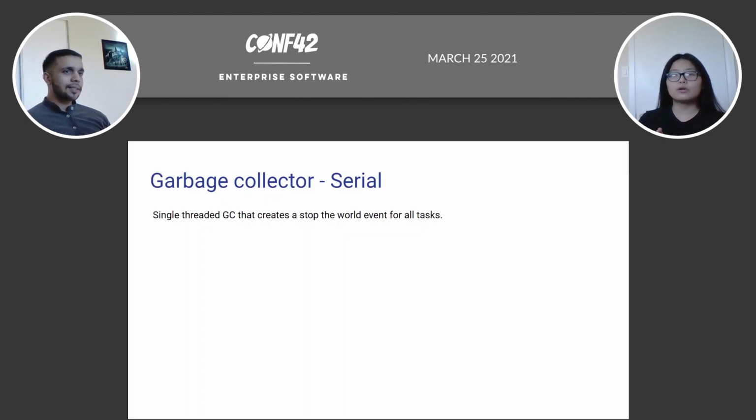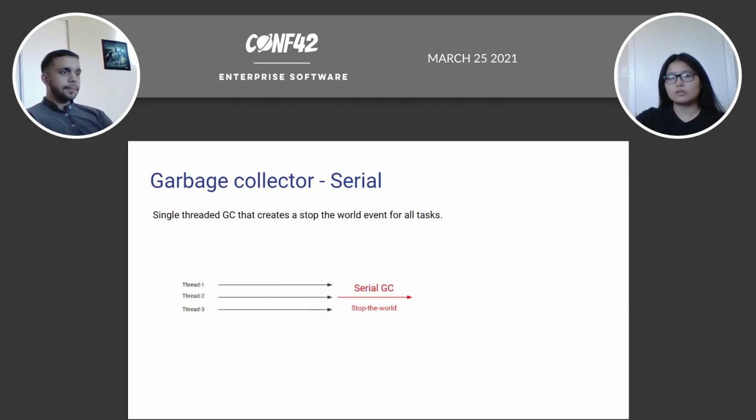So the first one that we're going to look into is the serial garbage collector. This is a single thread garbage collector that creates a stop the world pause for marking and collecting. Looking at this example, we have 3 Java application threads that are running, and once the heap runs out of memory, the serial garbage collector will start, and this will trigger stop the world pause. And after the serial GC thread terminates, the Java application threads will resume their execution.